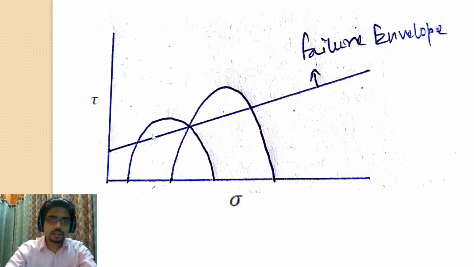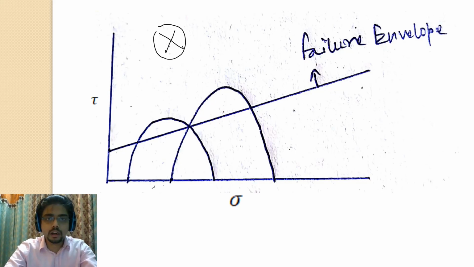Now here we are saying that one failure envelope is passing through the Mohr circles, which actually intersect the Mohr circle at more than 1 point. This is a failure envelope, there are 2 Mohr circles, but the failure envelope in this particular case is not a common tangent to these Mohr circles. Now the question is, does this picture really exist? The answer is no. This picture doesn't exist. This type of failure envelope does not exist.